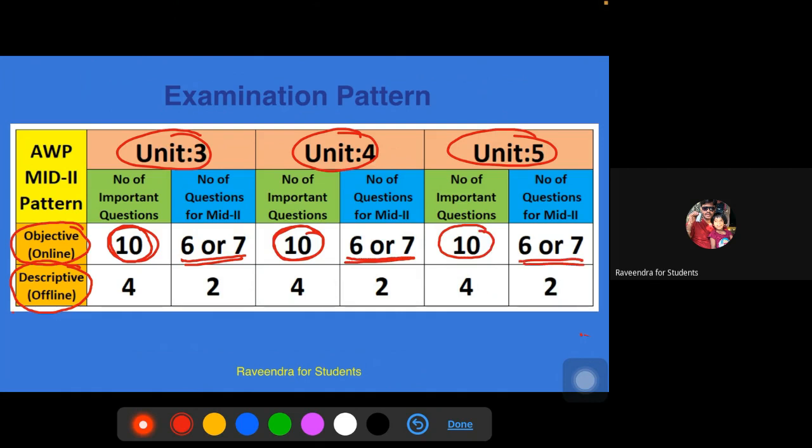Then coming to the descriptive part, there are 4 important questions. Out of those 4, you may get any 2, and in these 2, you can answer only one. You can have either-or type choice. And similarly, it is applicable to unit 4 and unit 5 also.